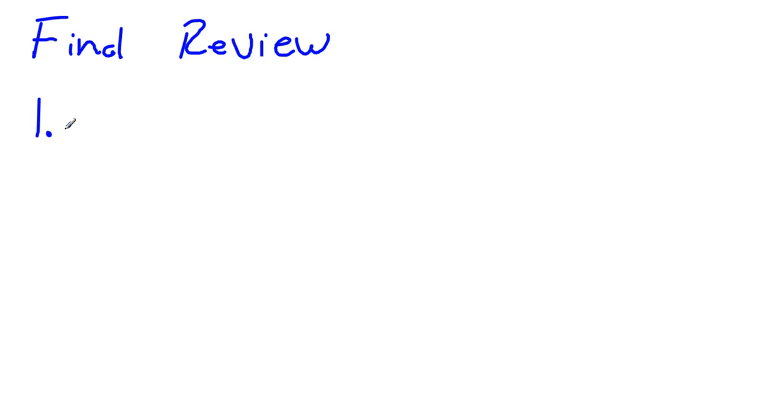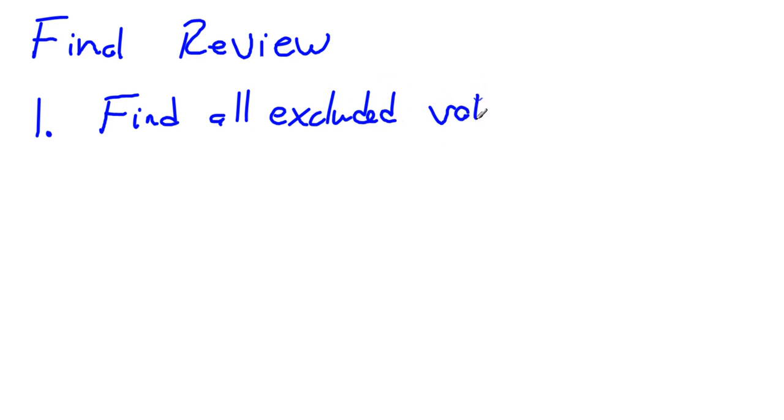All right, so here we go. Very first question. It says define all excluded values. And what they really mean for this one is that you set the denominator equal to 0.